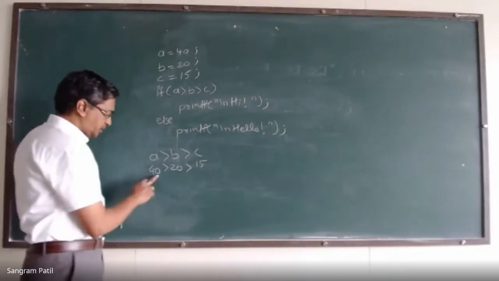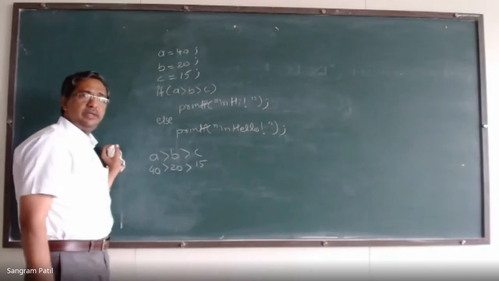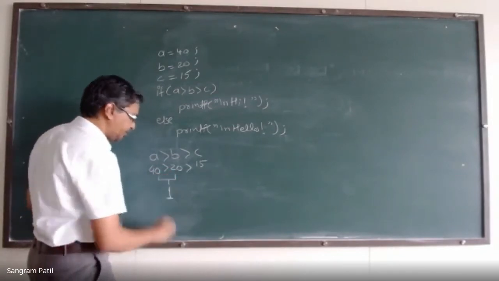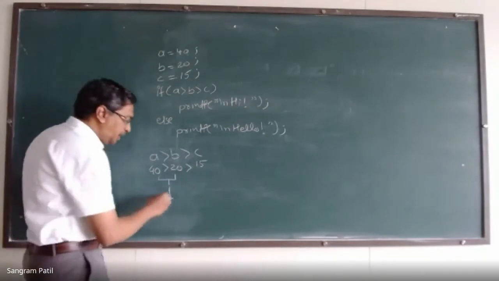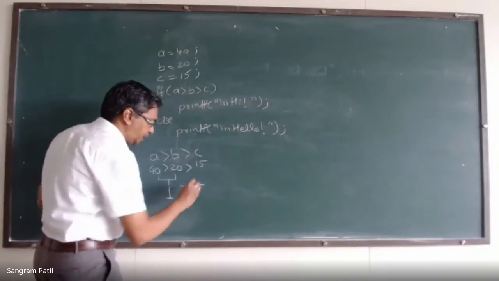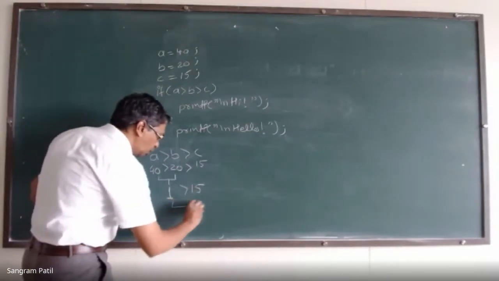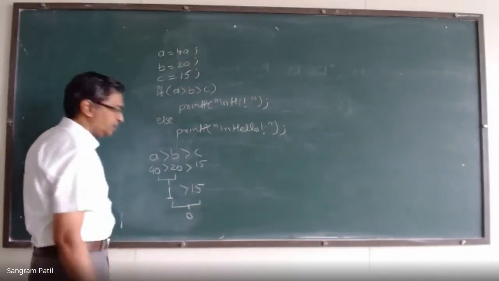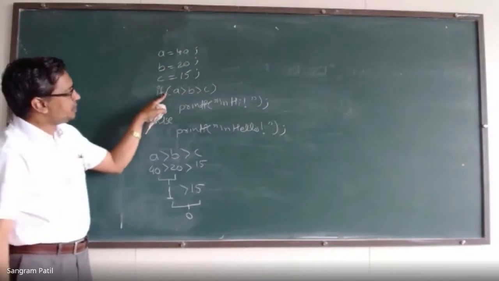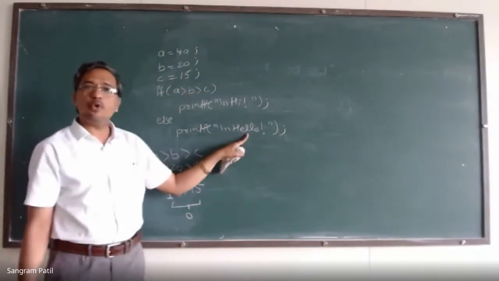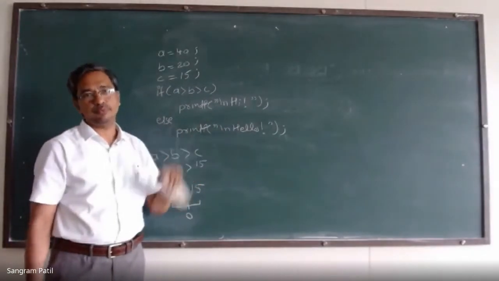Okay. So it will check whether 40 is greater than 20. Yes, the condition is satisfied. So this returns 1. And then 1 gets compared with 15. Whether 1 is greater than 15? No, the condition is not satisfied. So this will return 0. And now this becomes if 0. And because this evaluates to 0, it will go to the else, and this will print hello.